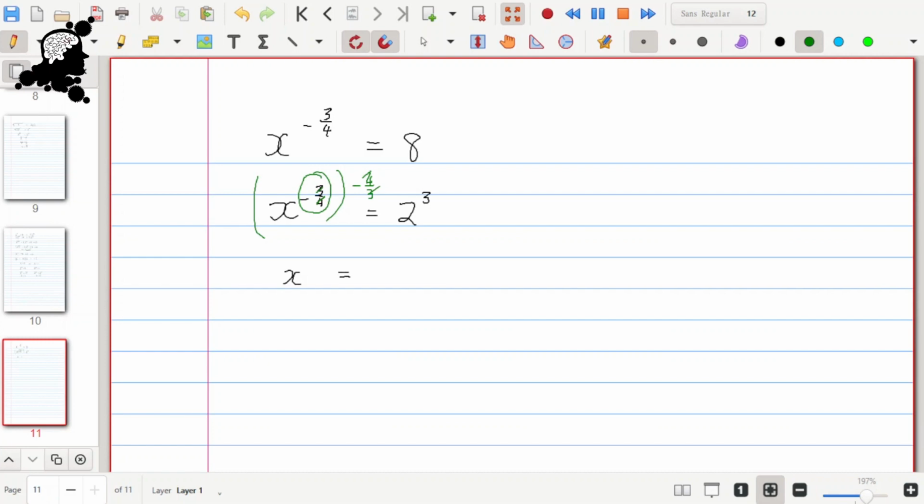But now we know what we do on the left, we do on the right. So I'm going to raise this to the same negative 4 over 3. By so doing, you will notice that 3 and 3 cancels. You remain with 2 to the power negative 4, which is going to give you 1 over 16. So x is 1 over 16. There we are, we've solved the equation. Perfect.